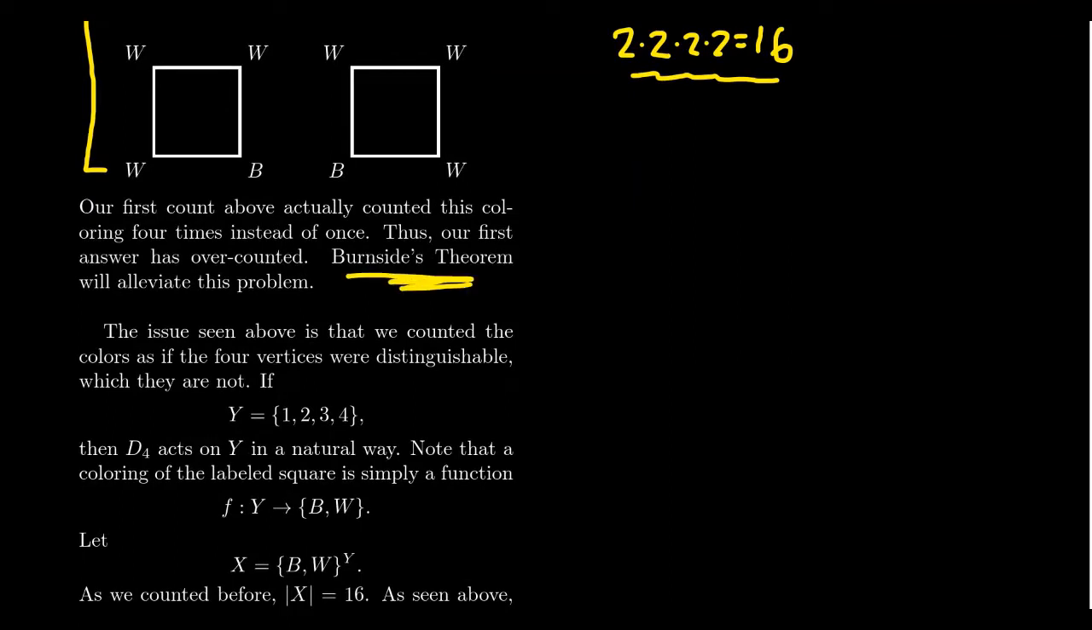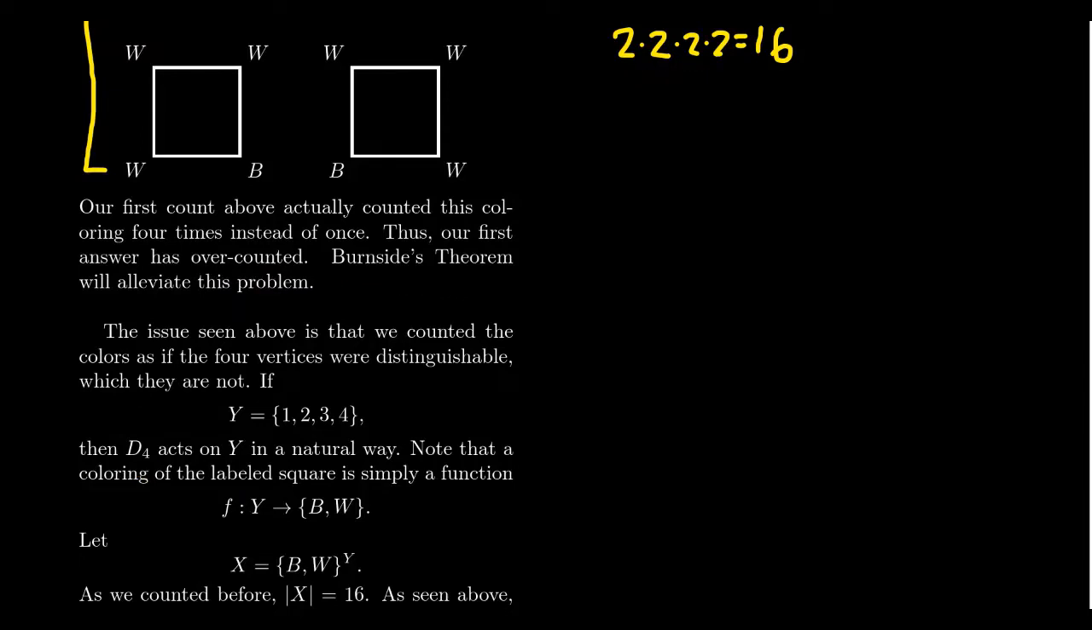As I'm talking about moving the square, this is a D4 action on the square. The D4, the dihedral group, rotates the square and reflects the square. So if you give a coloring to the square, any rotation of that coloring would be an equivalent coloring, and any reflection of that coloring would be an equivalent coloring. As D4 acts on the square with its colors, that creates equivalent colorings, and we don't want to count those colorings as different ones. So our number 16 has actually overcounted, because two different colorings are really the same, but we counted them as if they're different.